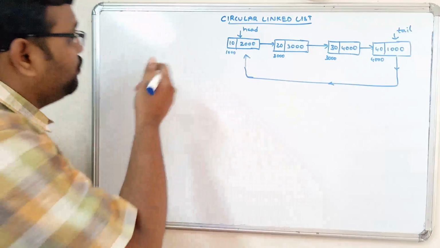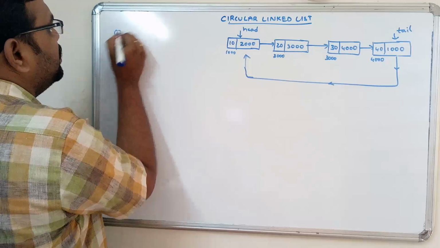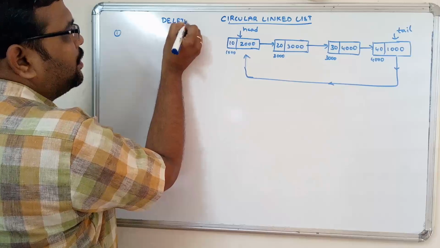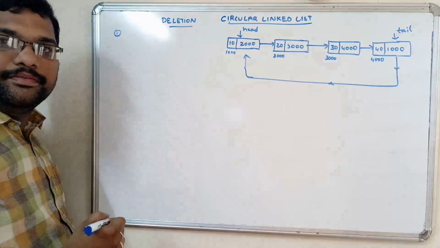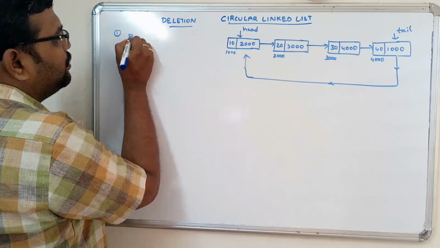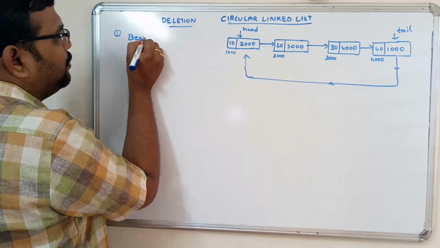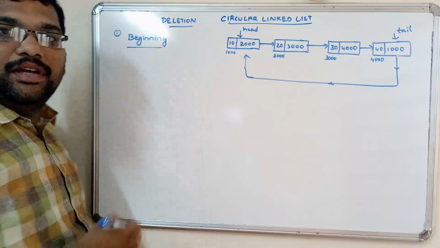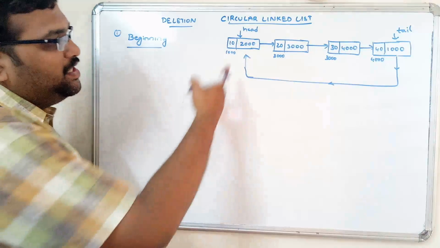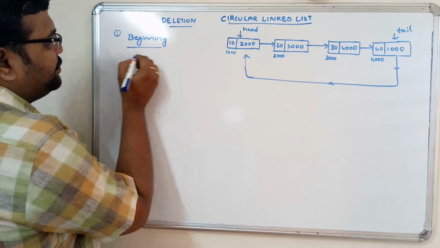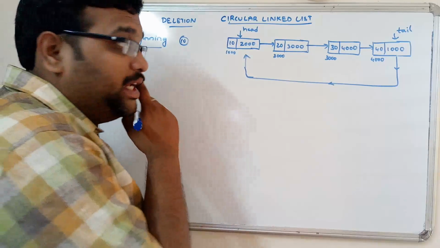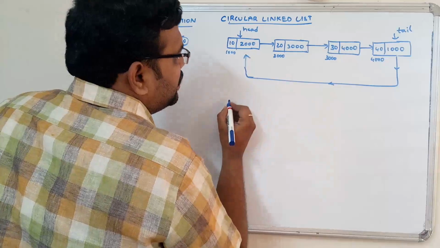Right. We'll go with the first case. So we are seeing this deletion operation. First one, deleting the element from the beginning position. That means if you want to delete 10, so 10 should be deleted.